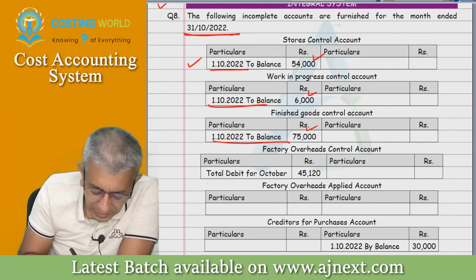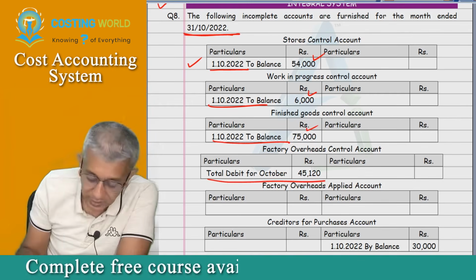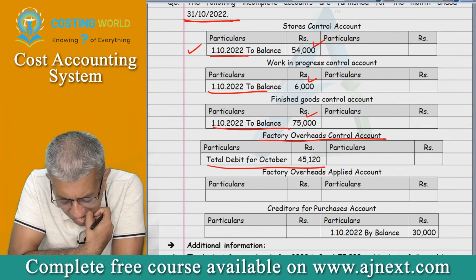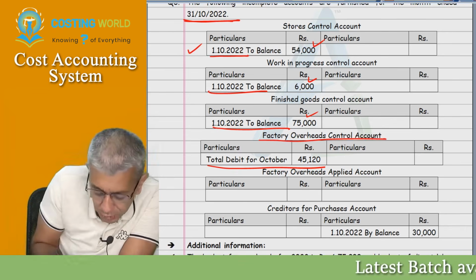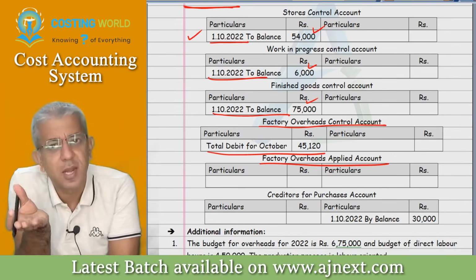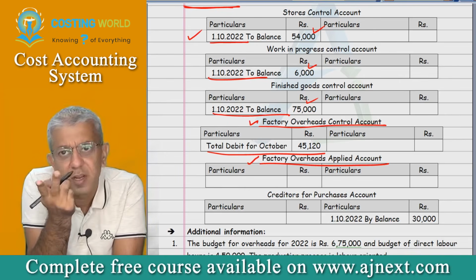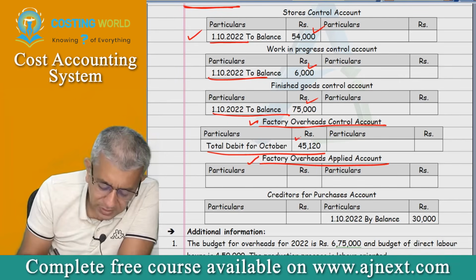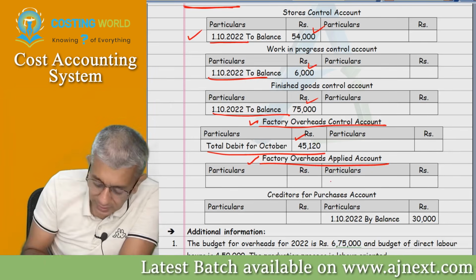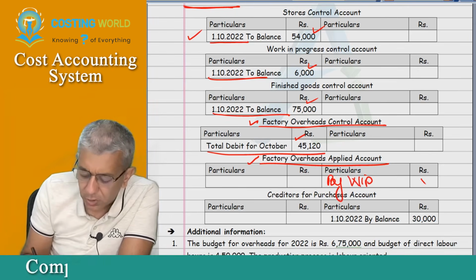Then factory overheads total debit for October, 45,120. Which account is this? Factory overheads control account. Then which is this account? Factory overheads applied account. Now some companies do this drama also. They open 2 separate accounts, factory overheads control account and factory overheads applied account. In the control account they write only the debit side actual amount. Then in the applied account they write only the absorbed amount on the credit side.